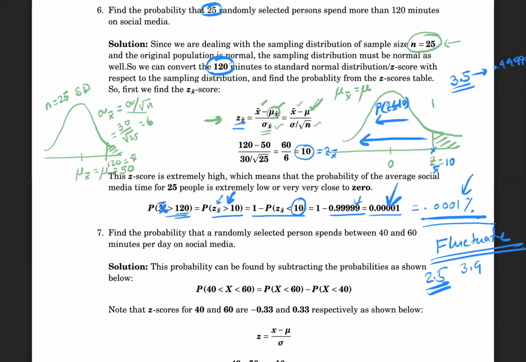However, the average of 25 students' GPA is not going to fluctuate a lot. That means it will have less variance, or less standard deviation. Remember, in part 5 of this problem, the standard deviation was 30. Now, for this problem, the standard deviation came down to 6. Why? Because we are dealing with a sampling distribution with sample size 25, so we have to divide the population standard deviation by the square root of n. That's how you do it. Is this okay, everybody?